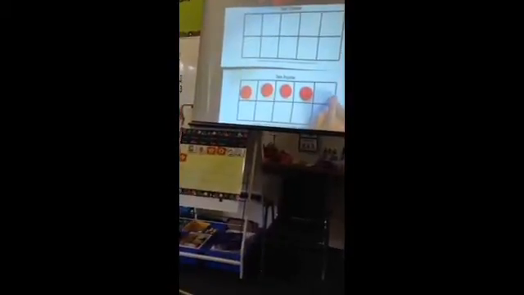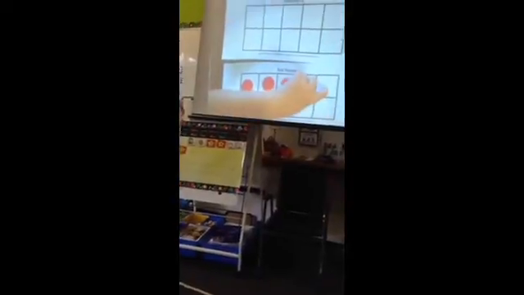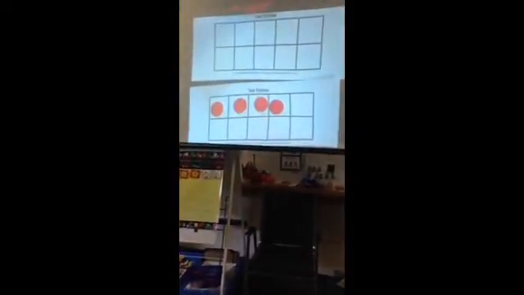4 is one less than 5. Excellent. And how did you know that? Because on the 10 frame, it goes 1, 2, 3, 4, 5. 5 goes here, but 4. Oh, so you have one missing. Yeah. Excellent job, buddy.